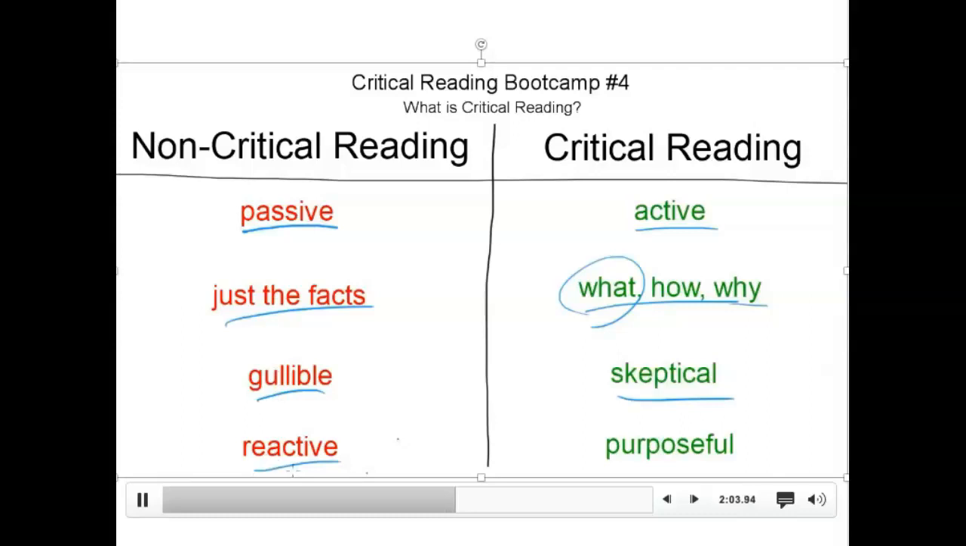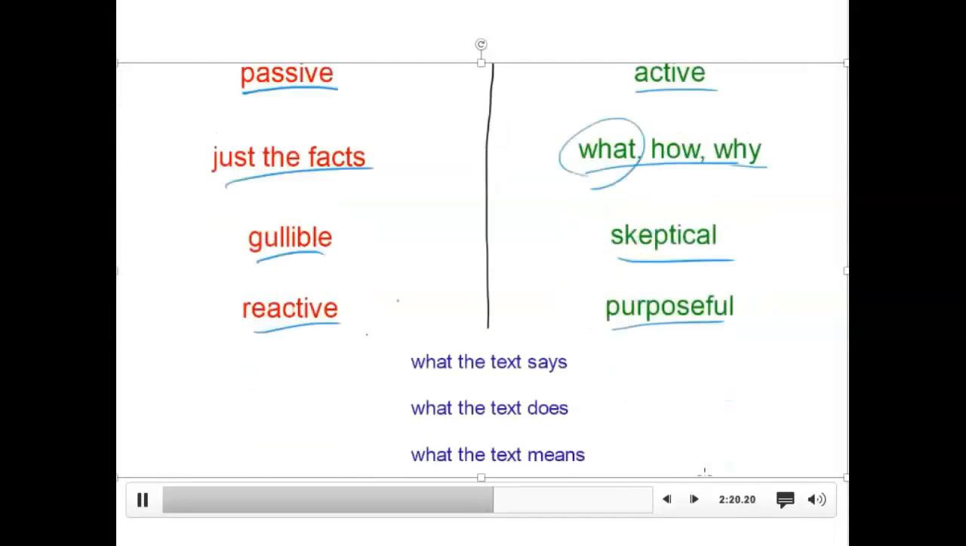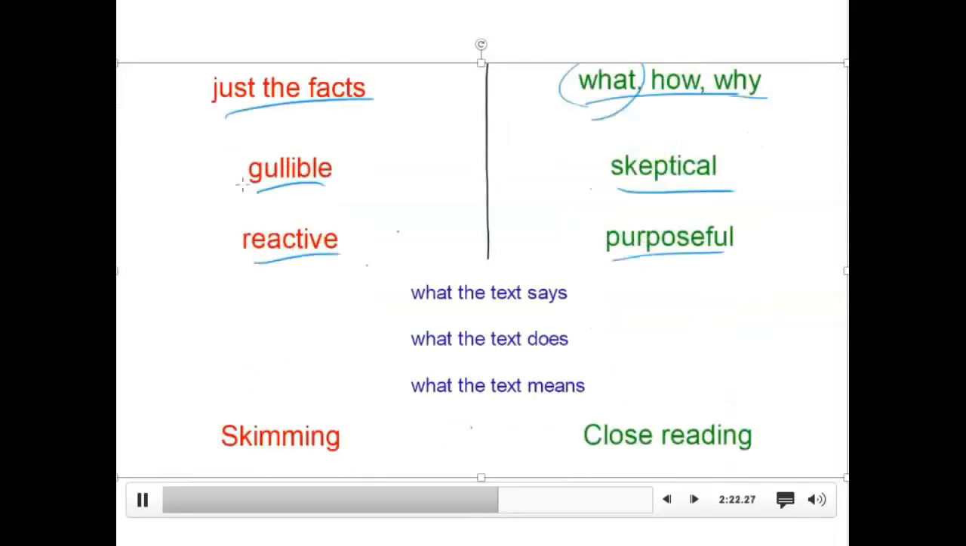In other words, like I mentioned before, if something's funny, you laugh. If something makes you sad, you cry. But you don't actually do anything with it. Whereas in critical reading, you're being purposeful. You're not just reacting, you are acting. You want to know, what is this text saying? How does it relate? How could I answer questions with it? All those kinds of issues. So non-critical reading, or critical reading, can be really summarized by these three issues. The critical reader wants to know what the text says, what the text does, and what the text means.